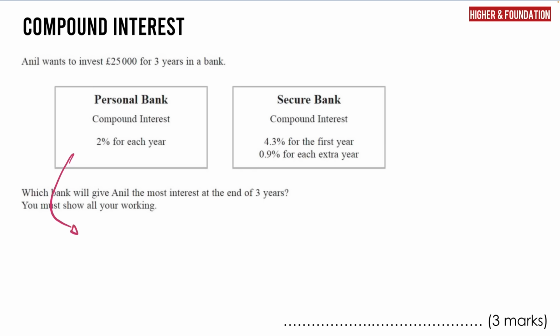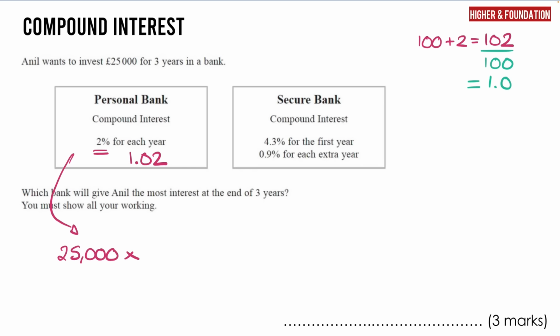Well, if we go for the compound interest for the personal bank, we have £25,000, and the multiplier for 2% is 1.02. Now, typically with compound interest, it's always 1.0 something, but if you're not sure, you can add the 2% to 100, which is of course 102, and then you just divide your answer by 100, and that comes out as 1.02. Of course, there is another way you could do it. You can actually just type in 102 and use a percentage button on your calculator, which if you've not seen, try and find that. It's normally behind the answer button, and you press equals, and you get 1.02, and it gives you the multiplier for you.